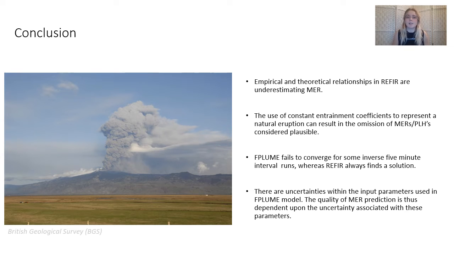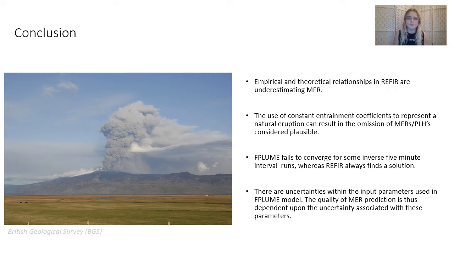Just to summarise quickly, the empirical and theoretical relationships contained within REEFER are underestimating mass eruption rate compared to F-plume. This is likely due to the simplified atmospheric profile used in REEFER, especially because the Eyjafjallajokull eruption was emitted in high wind speeds. The use of constant entrainment coefficients to represent a natural eruption can result in the emission of mass eruption rates considered plausible, particularly where there are already uncertainties within the input parameters, and so a constant entrainment coefficient may not be applicable for natural eruptions, which have complex source and environmental conditions such as those observed at the 2010 Eyjafjallajokull eruption.